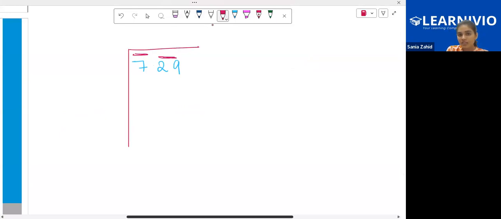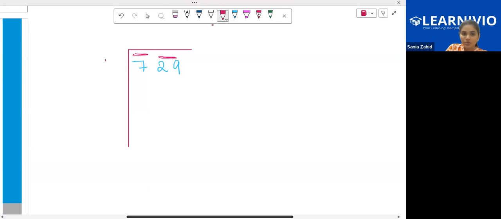And now look at the first number. 29 will be considered together and 7 will be considered as another number. So look at 7 first of all. Is 7 a perfect square? No, ma'am. Which number smaller than 7 is a perfect square? 6? No, 4. 4 is a perfect square. So the number smaller than 7 which is a perfect square is 4.